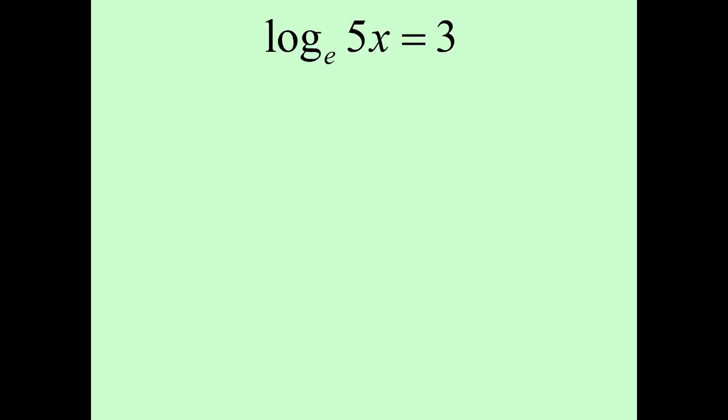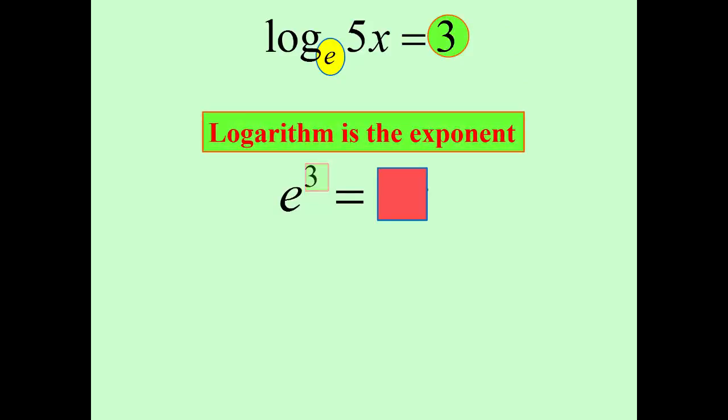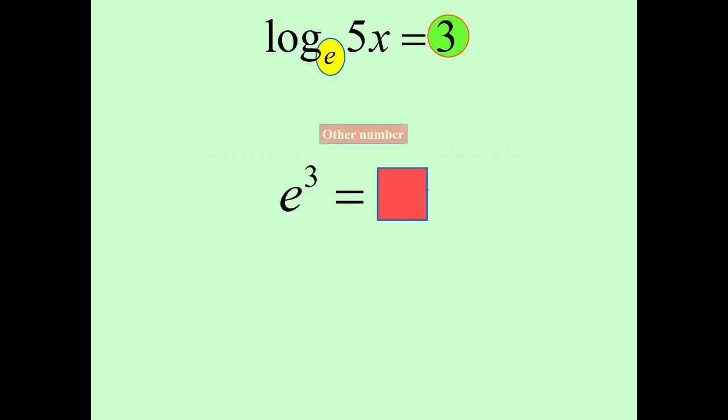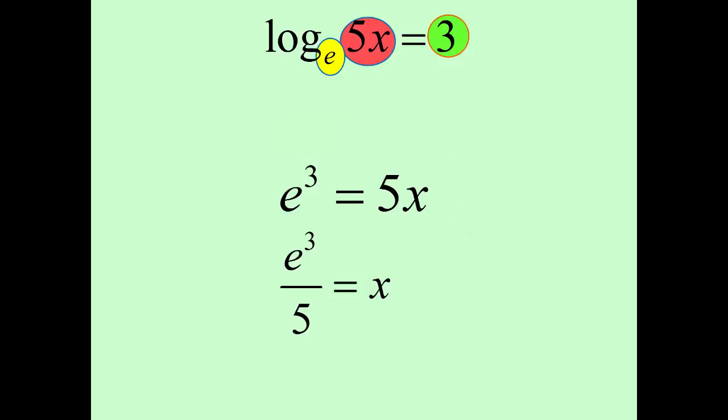Change to exponentials. Base e. The logarithm is the exponent. The other thing is the 5x. Divide both sides by 5. If we need a decimal value, type it in our calculator.